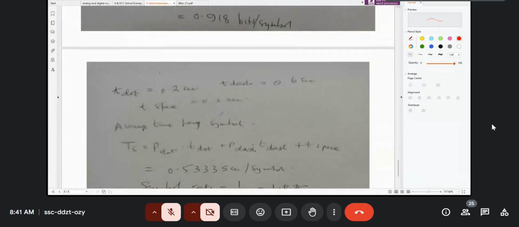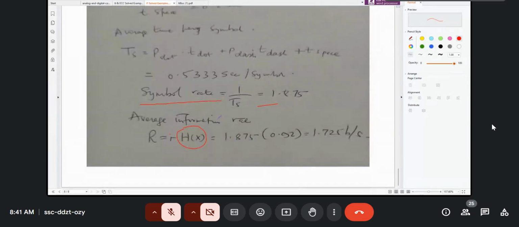So this is a different scenario. We are not talking about mutual information, because mutual information is associated with a channel, but information rate can be associated with a source.